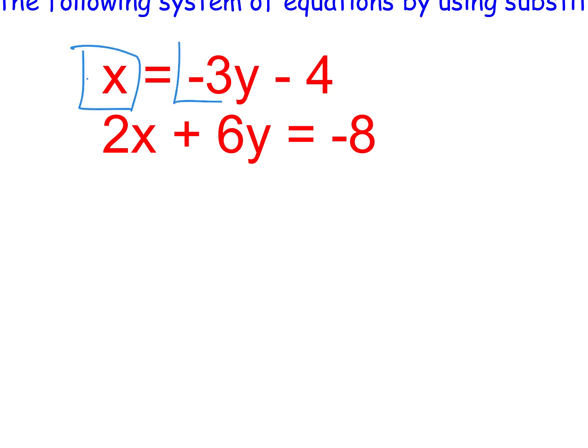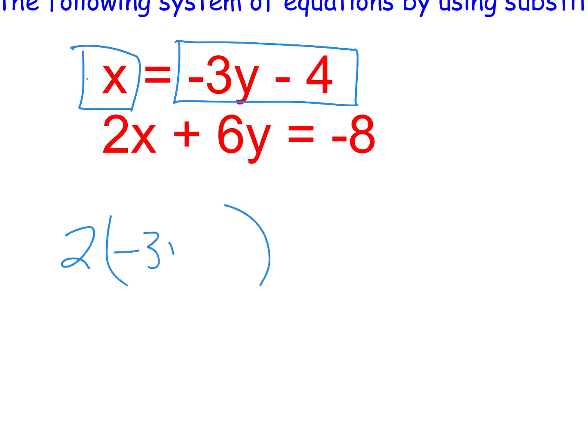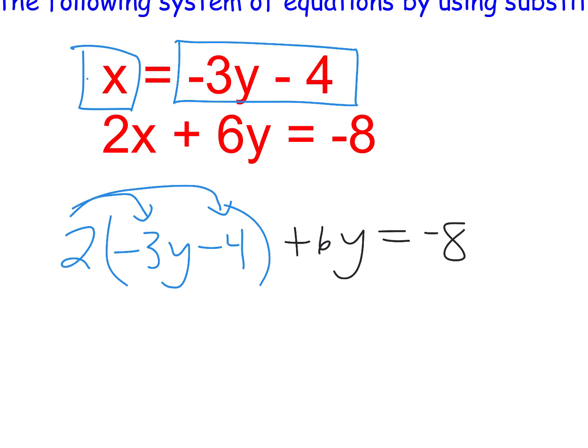Megan, did you find x somewhere and so you could stick in negative 3y minus 4? So I'm putting a 2 and in a parentheses, negative 3y minus 4. Tell me what I should keep. What's the next part? Good. Then the blue part, you actually need to do more. It's this. Megan, can you do that part? Negative 6y and negative 3 plus 6y equals negative 8.